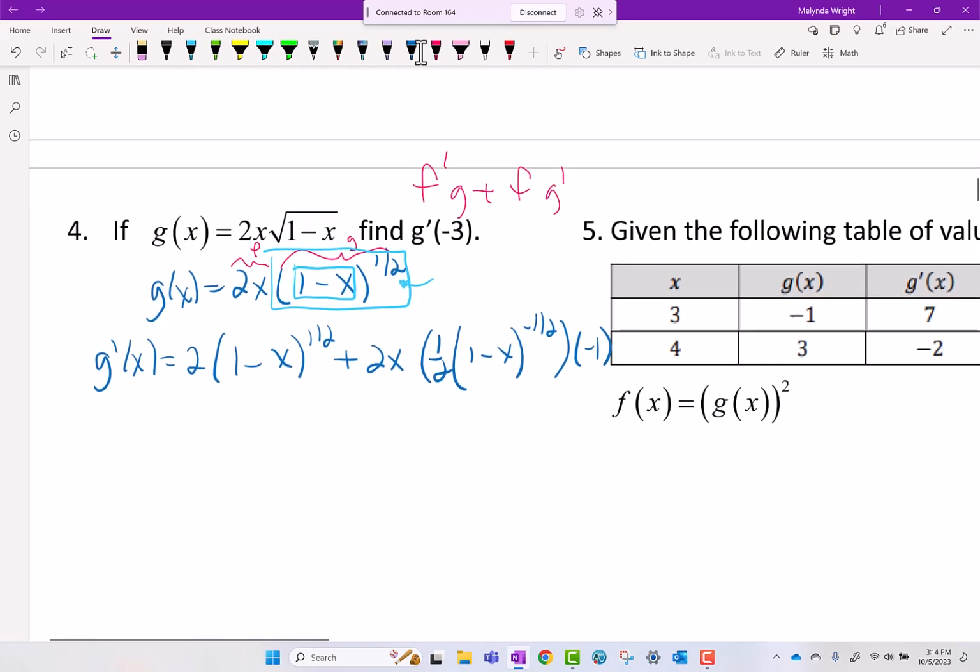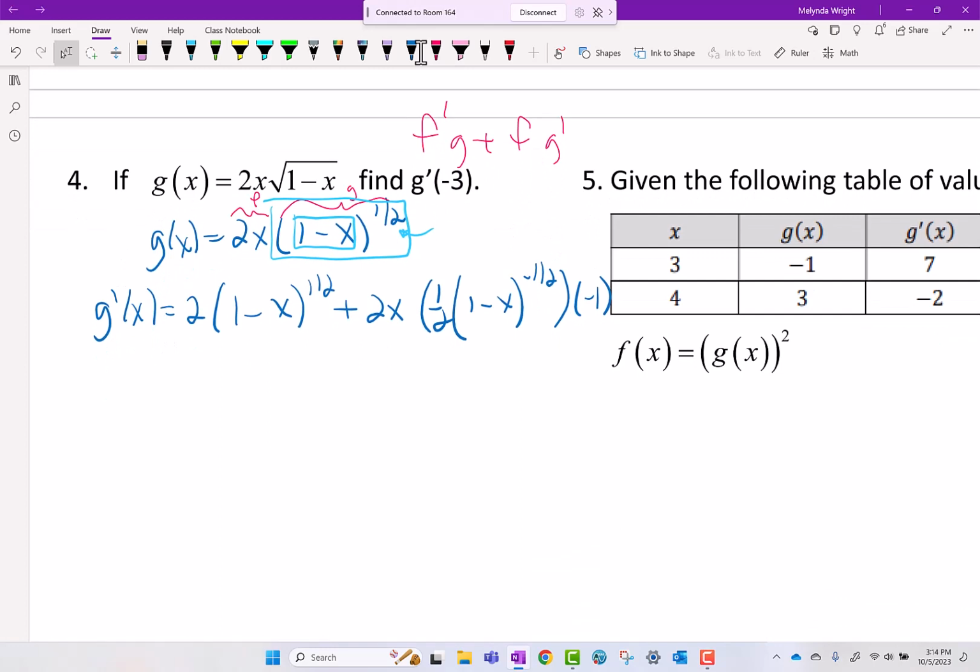Where did negative 1 come from? From the chain, I'm multiplying by the derivative of 1 minus x. The derivative of 1 is 0. The derivative of minus x is minus 1. Okay, so that's my inside of my chain.